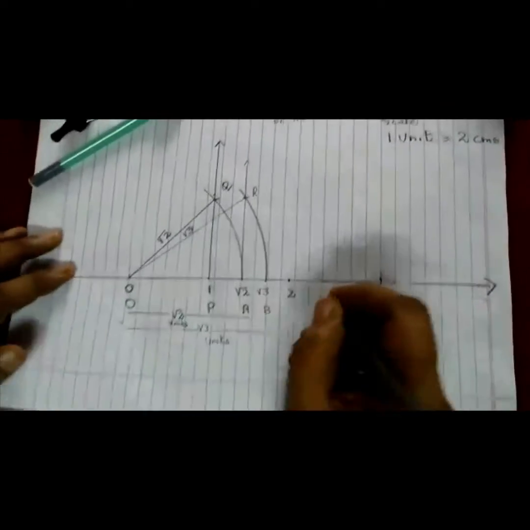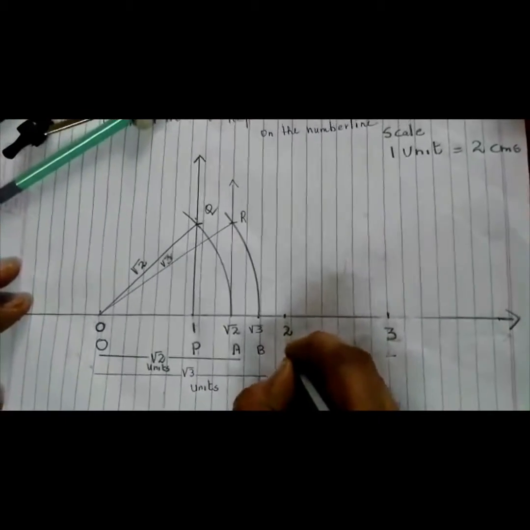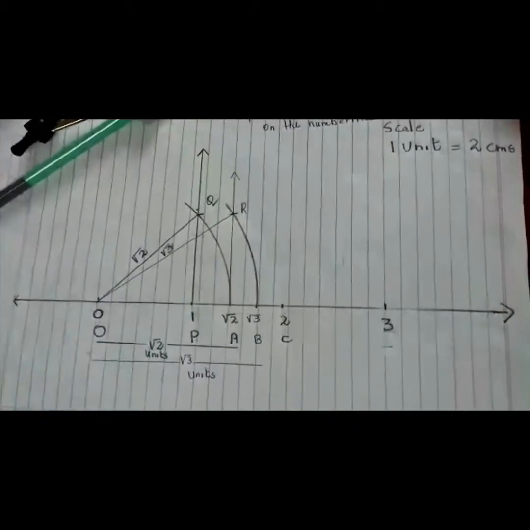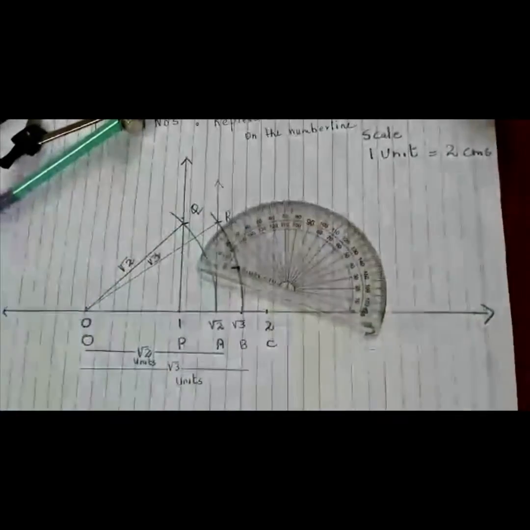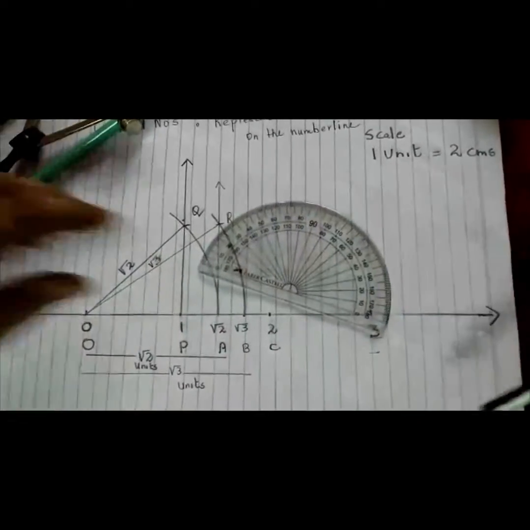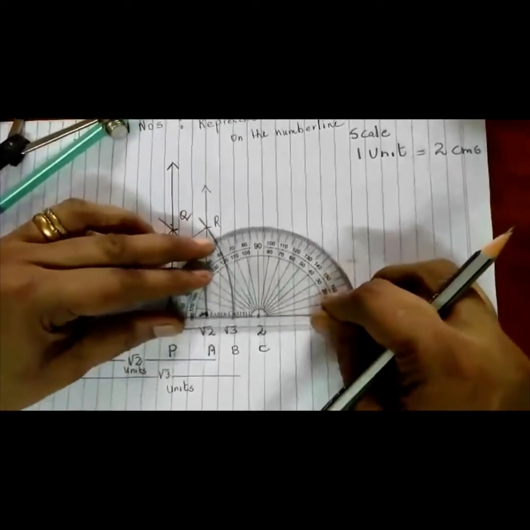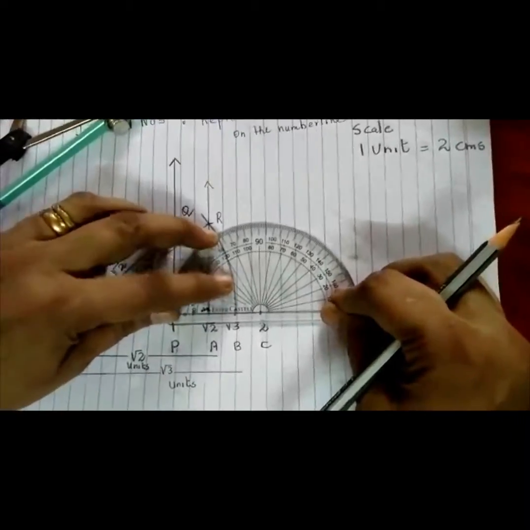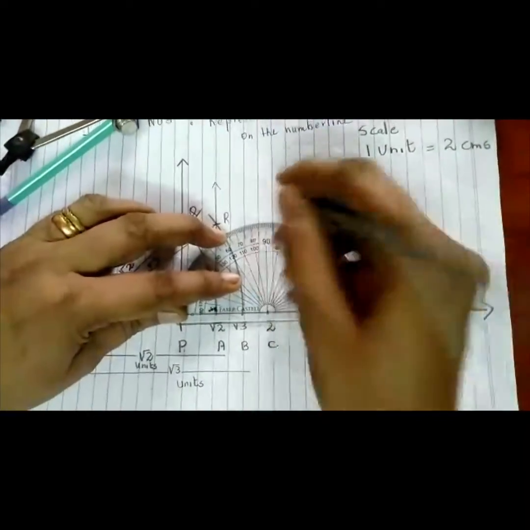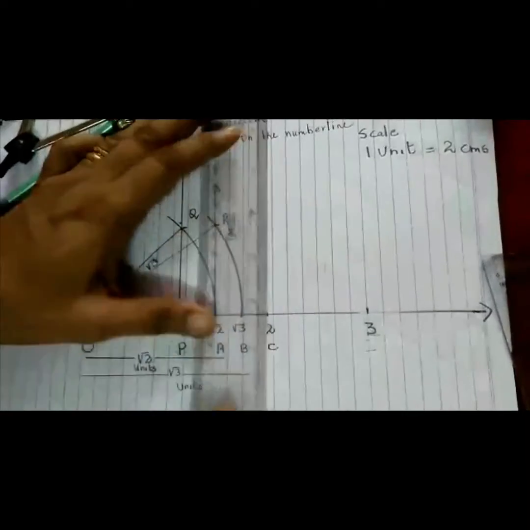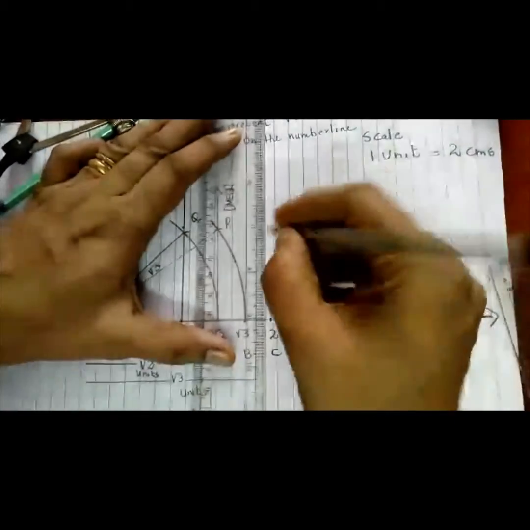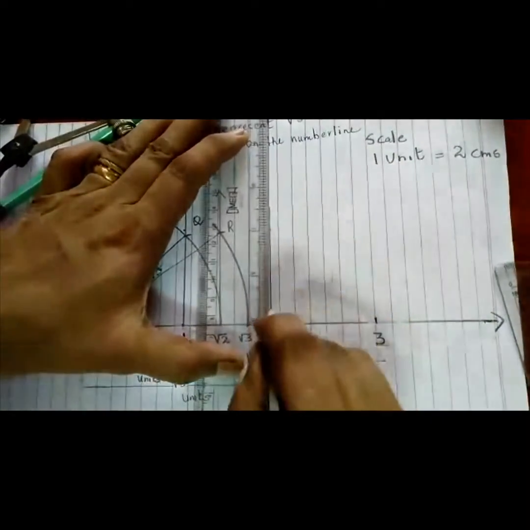Mark 2 as C. With the help of a protractor, draw a perpendicular with your ruler, join it to C.